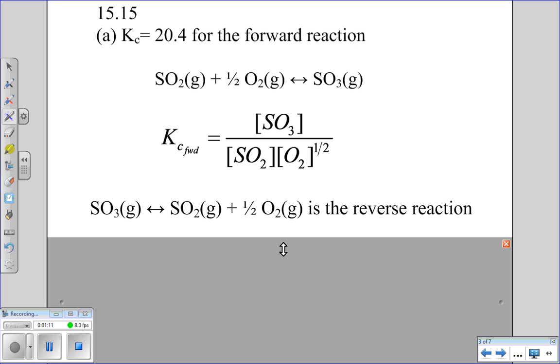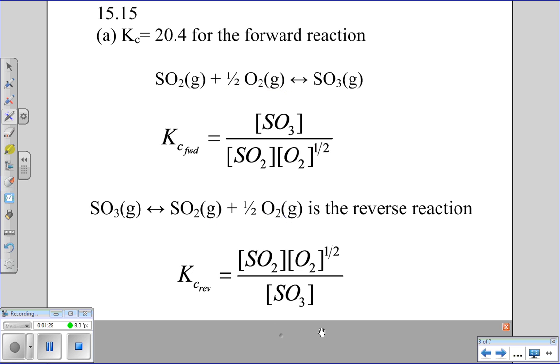But then they ask us about this reaction, which is the reverse. They don't say it, but it should be pretty clear to see that these things move from the reactant side up on number 1 down to the product side. So its Kc, which I'm going to call reverse, is put together the same way. Products on top, reactant on the bottom.